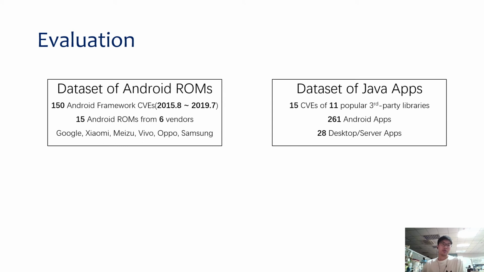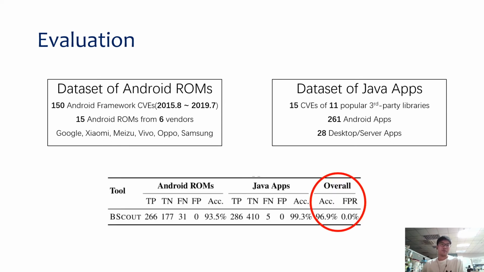In evaluation, we consider both Android ROMs and Java apps as our testing targets. For Android ROMs, we collect all CVEs reported from August 2015 to July 2019 on Android frameworks, and these ROMs are collected from 6 vendors listed below. For Java apps, we consider 15 CVEs for 11 popular Java libraries. There are Android apps, desktop apps, and server apps in our dataset. It shows that BScout achieves high precision and no false positives on both datasets.